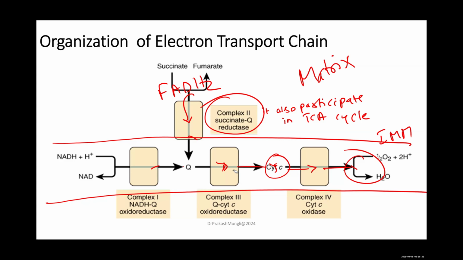Coenzyme Q, yes. It will accept from complex 1 and donate to complex 3. Accept from complex 2, donate to complex 3. Yes. Okay.